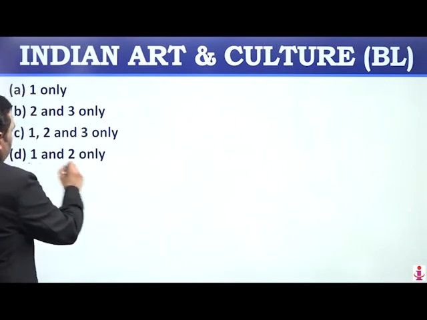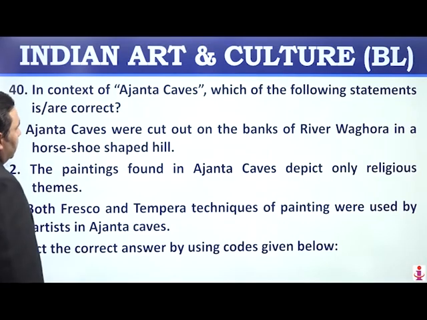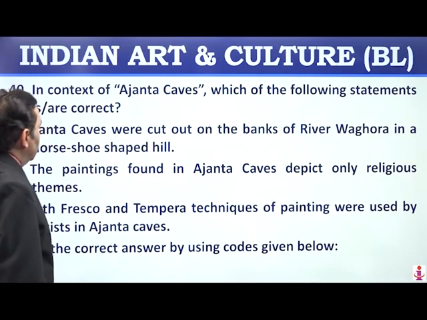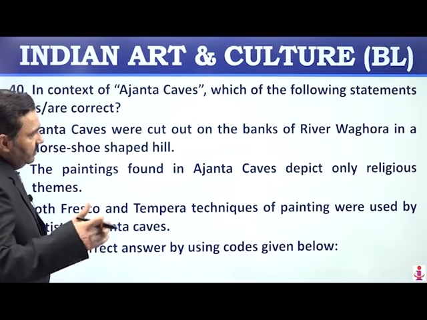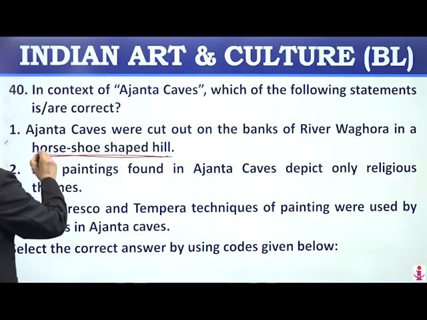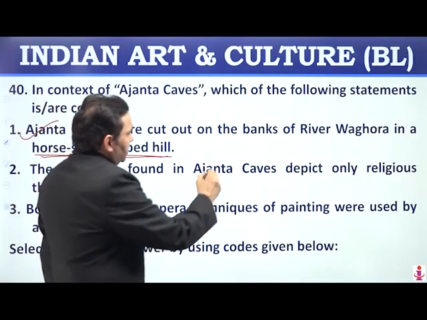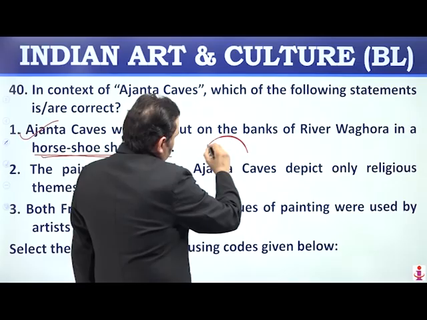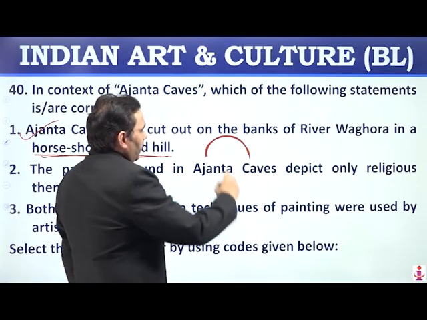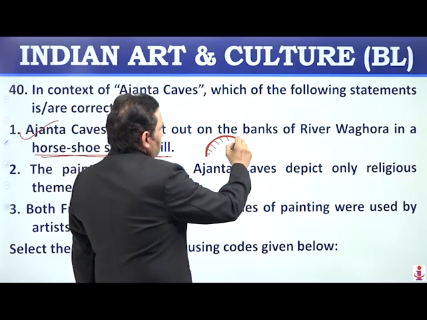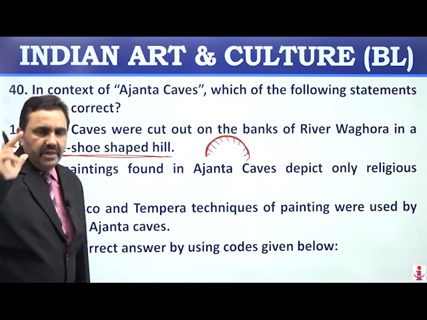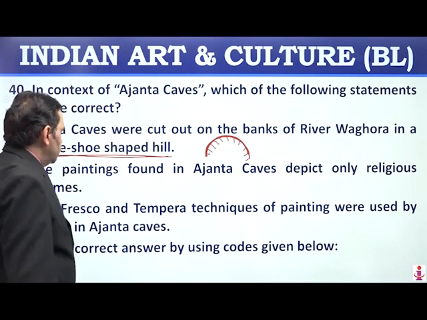1 and 2, option D. 40. In the context of Ajanta caves, choose the correct statement. Ajanta caves were cut out on the banks of river Vaghora in a horseshoe-shaped hill. So there is a C-like shape of hill, and here caves have been cut. Some are single story, some others are multi-story. There are 29 finished and 1 unfinished cave.